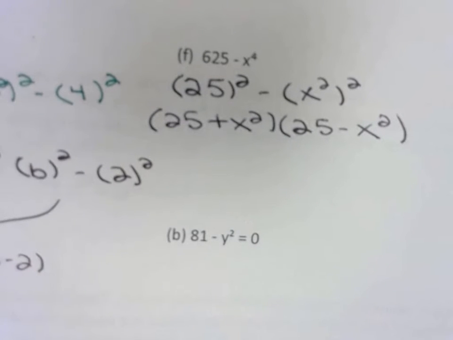As I look at this, I need to ask myself, is this factored completely? Look at each parenthesis. 25 plus x squared. Can I factor 25 plus x squared again? No, why not? Because it is a plus. It is not a difference. It is a plus, so I cannot factor that anymore. So I'm just going to write it right underneath it.